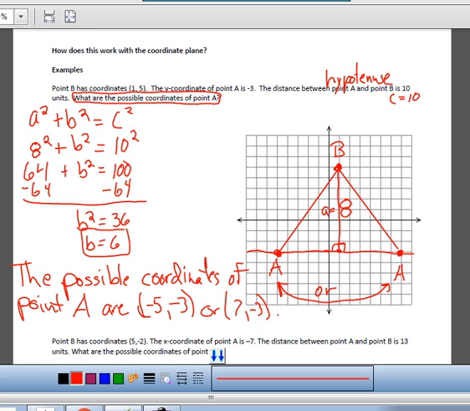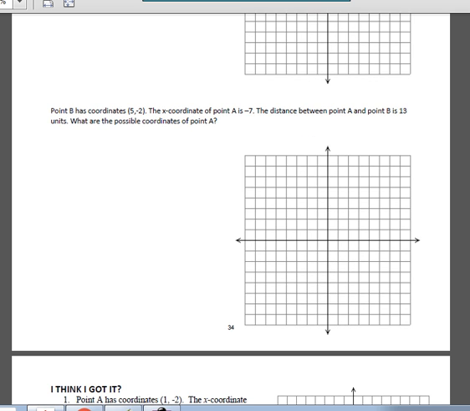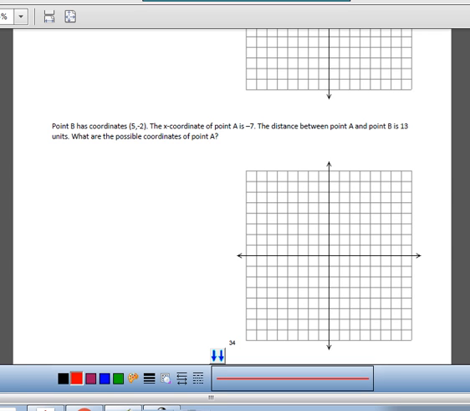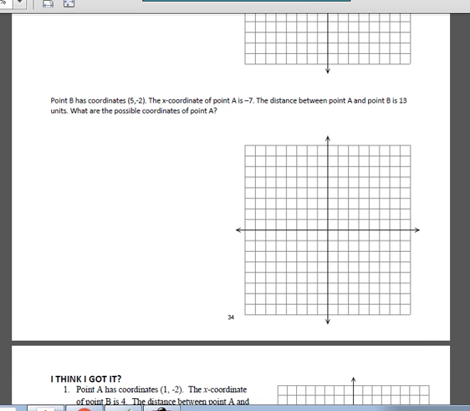Alright, I'm going to clear the screen, so if you need to copy more down, pause the video. Alright, point B has coordinates 5, -2. We're going to do one more problem like this, and then you're going to try practicing this. You need to practice this type of problem. It can be a challenge if you don't practice.